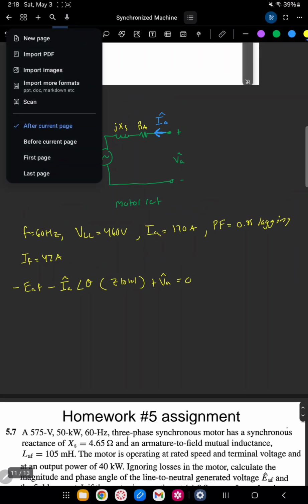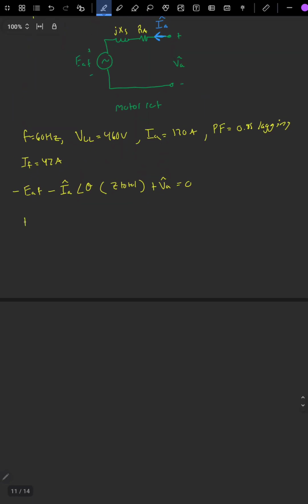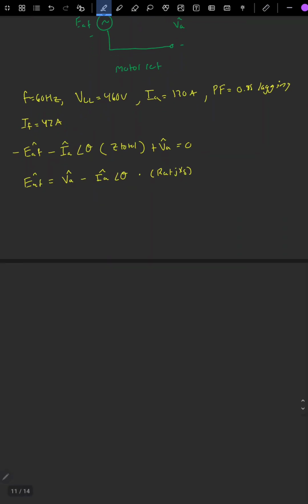On the page. Okay, so moving stuff around, you get EAF is equal to, I'll write it this way actually, VA minus IA phase times Z total, which is RA plus JXS. But we already know RA is going to be 0, but I wrote it down anyway. Okay, so basically we need to solve for EAF.